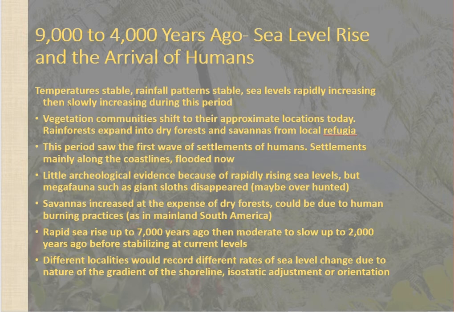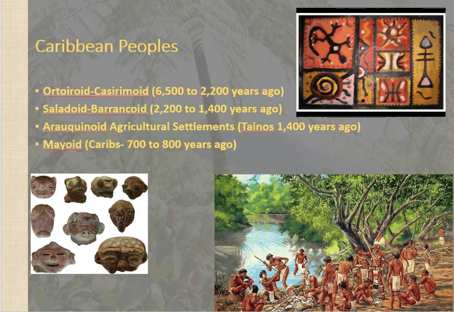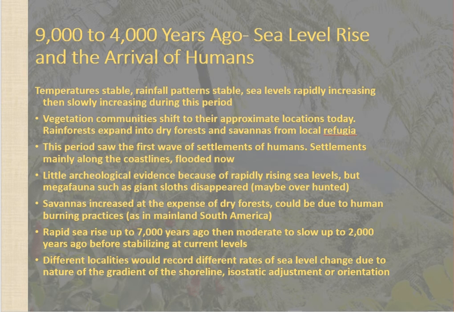So during that period of time, humans arrived. I think the first evidence of humans in the Caribbean is about 4,500 years ago. Okay, so people arrived then. I think I've got that here. Oh no, about 6,500 years ago, the Ortoiroid, Casimiroid peoples arrived about 6,500 years ago. Well, the first evidence is detected around that time. So that would have been when sea levels were still rising.